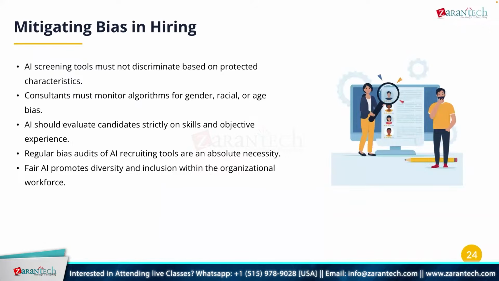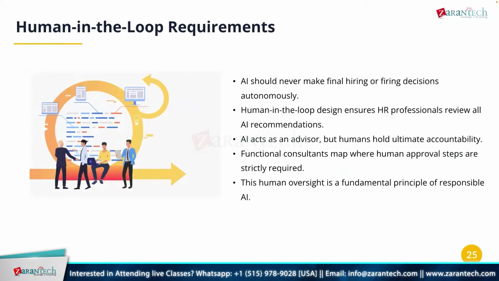Okay. And mitigating bias in hiring. Screening tools must not discriminate based on protected characteristics. That's very important. Consultants also have to monitor the algorithms for gender, racial or age biases, because the algorithm runs on what you write, right? So it should not be like that, and they should be properly monitored. That is why governance comes into the picture. It will evaluate candidates strictly on objective experience, and regular bias audits for AI recruiting are an absolute necessity. That's how it will work properly.